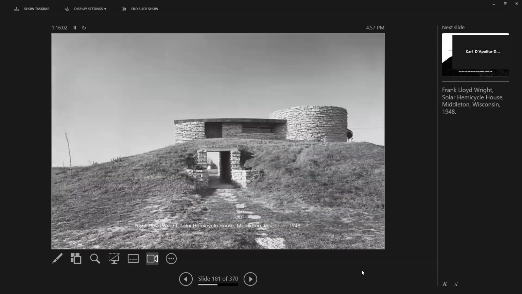Okay, this is another Frank Lloyd Wright. It's only here because it's chronologically displaced. This is the Solar Hemicycle House. So just for context, a lot of people at this time were thinking about the sun and how it would move air in buildings and how it would heat up spaces. This is sort of where that type of thinking begins.